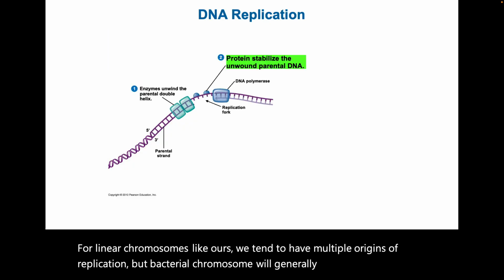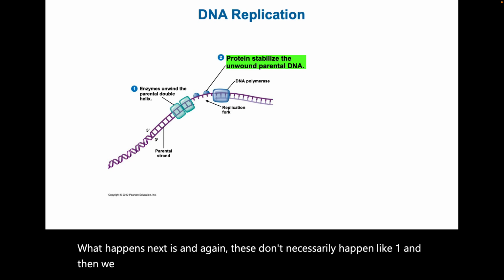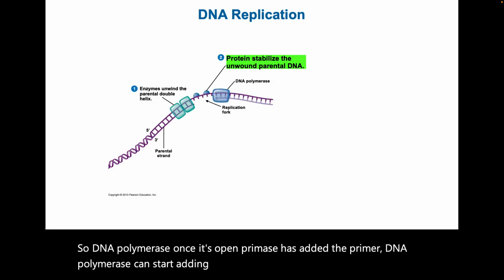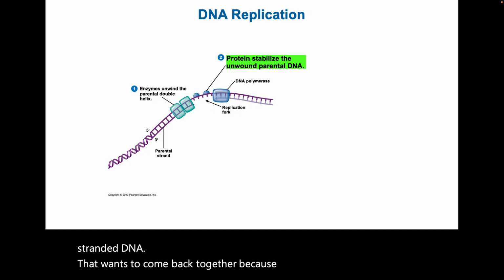Okay, so what happens next is, and again, these don't necessarily happen like 1 and then we wait for 2. Sometimes these things are happening kind of all at the same time. So DNA polymerase, once it's open, primase has added the primer. DNA polymerase can start adding the bases, but now you have this single-stranded DNA that wants to come back together because it's like, well, no, there's my friend. Right? They want to come back together.